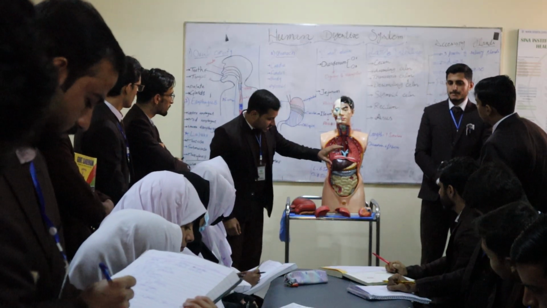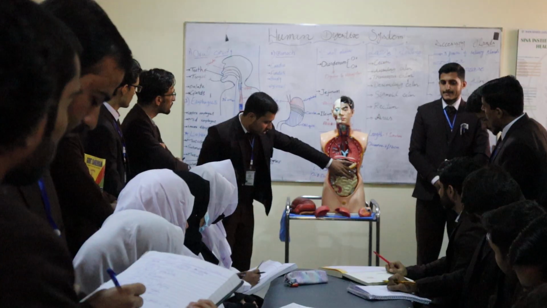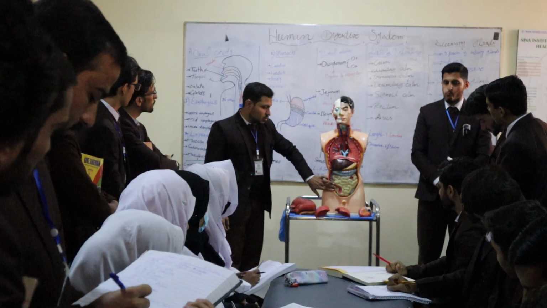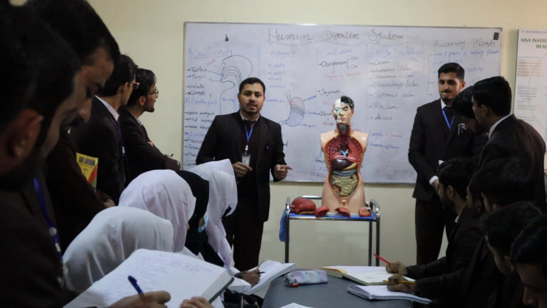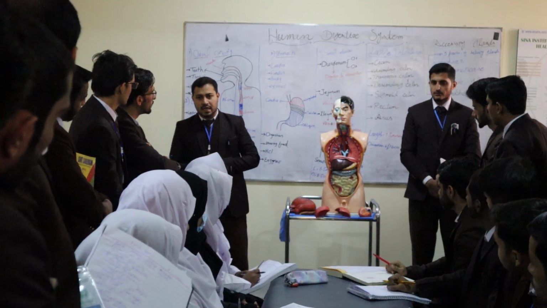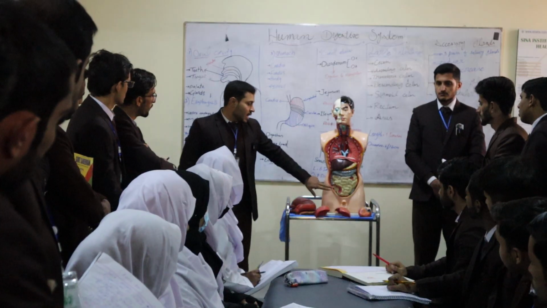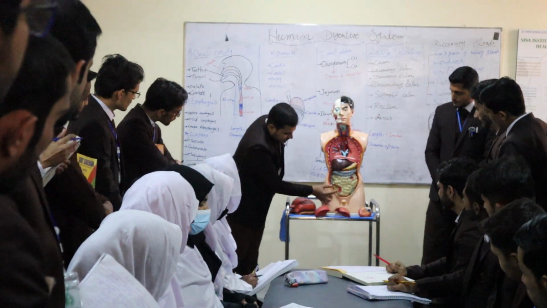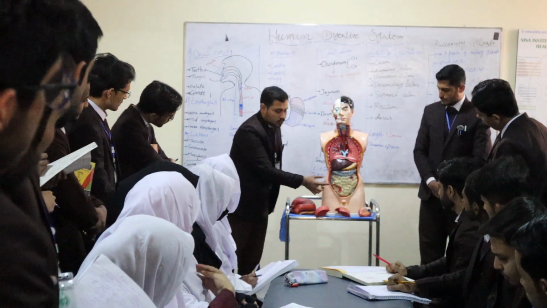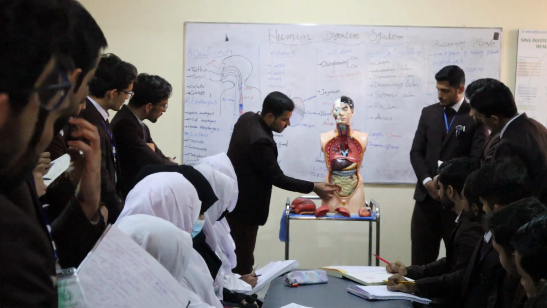Now the second part, the large intestine. The small intestine is directly connected to the large intestine. The border where the small intestine and the large intestine connect is known as the ileocecal valve. After the ileocecal valve, there is the cecum. You can see it here.